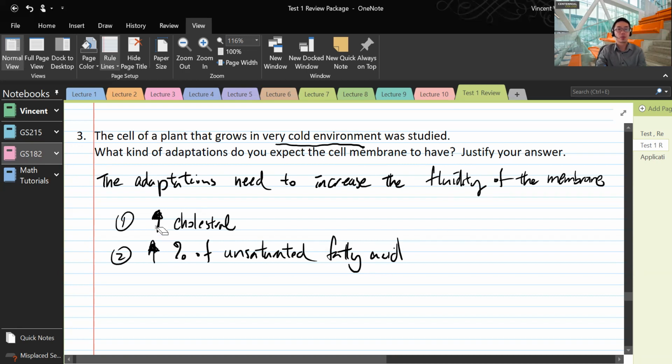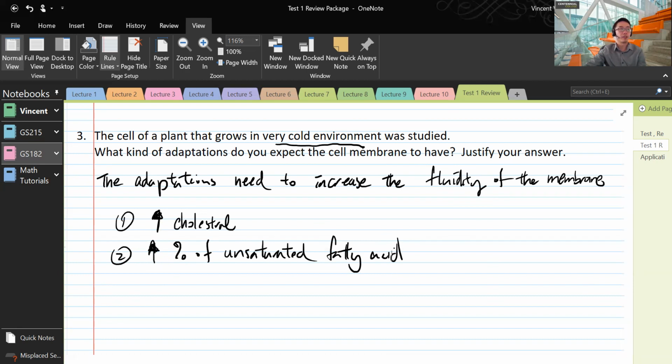Okay, so those are the adaptations. The opposite would be true, right? If it's a desert plant or something, you don't want too much cholesterol and you want more saturated fat for a plant that lives in a very, very hot environment.